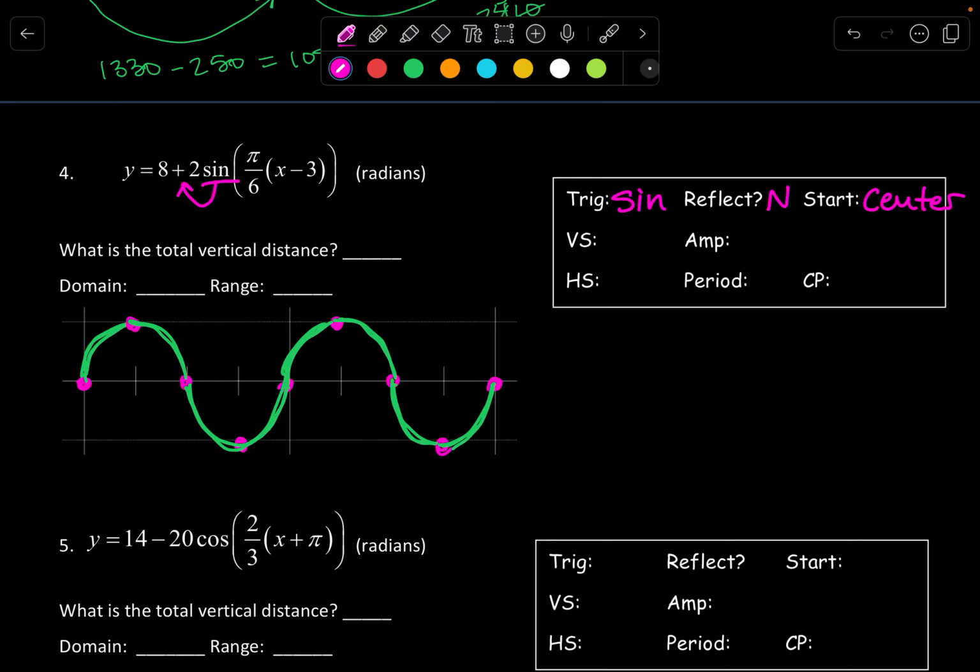My vertical shift comes from K. It's been moved up 8. That's going to affect my midline. My amplitude comes from A. It's 2. So that means from my midline to my top value will be plus 2. My bottom value will be minus 2. Horizontal shift is negative 3, which means I've moved to the right 3.